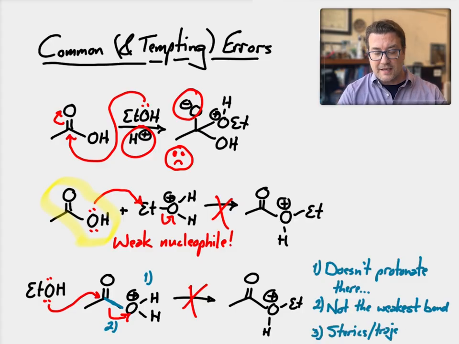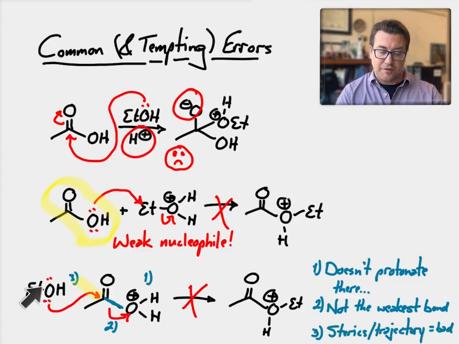A third point is that the sterics and the trajectory of this ethanol adding in is not conducive to a good reaction. Again, it is a sterically congested trajectory, with regard to the way the nucleophile would have to approach the electrophile. So for all of these reasons, this is not a good approach. I hope that you will not use any of these common arrow-pushing errors. Again, they're tempting, but avoid using them.